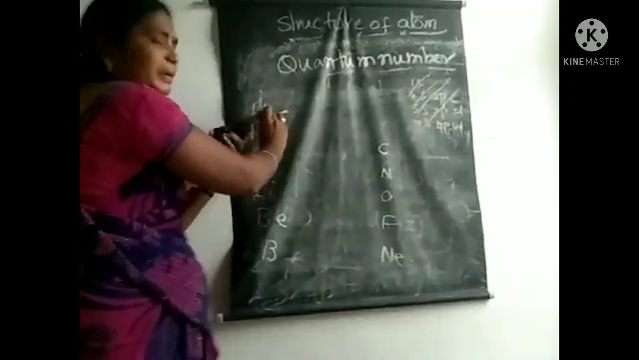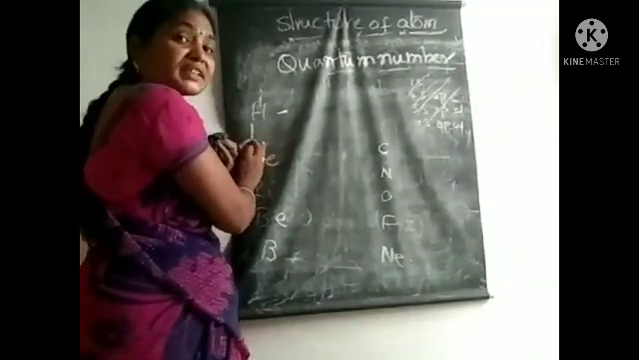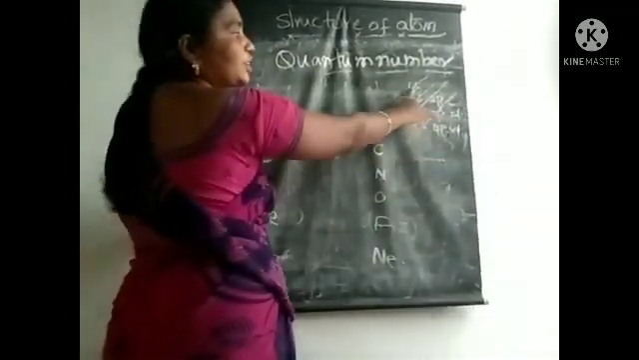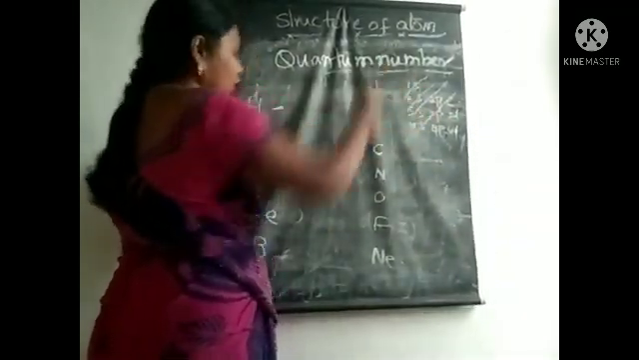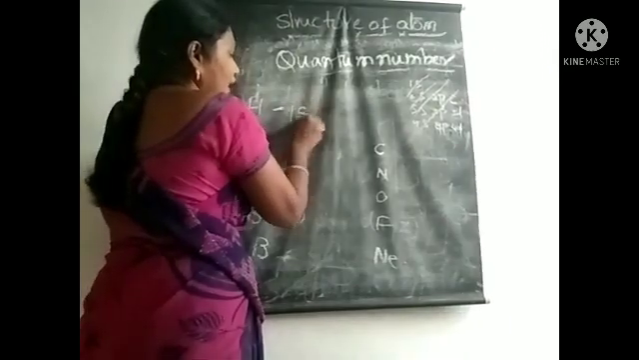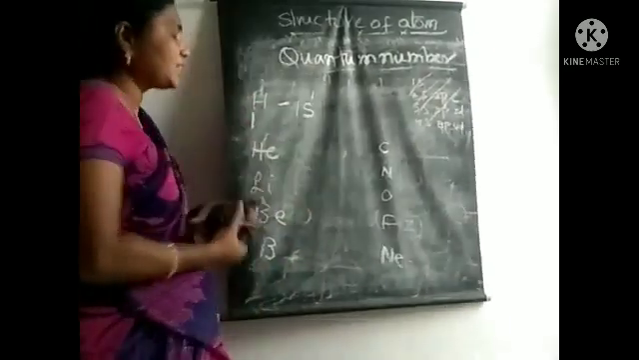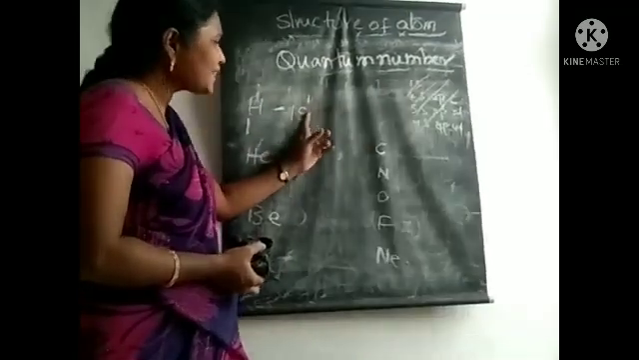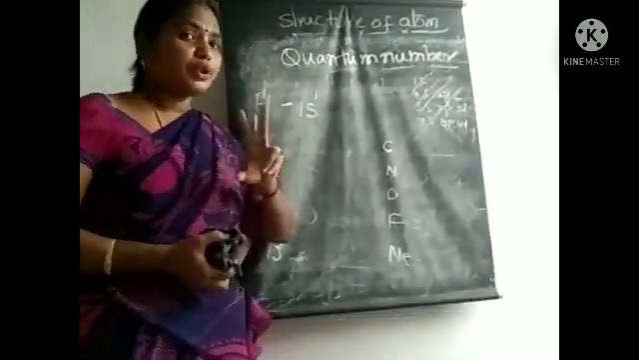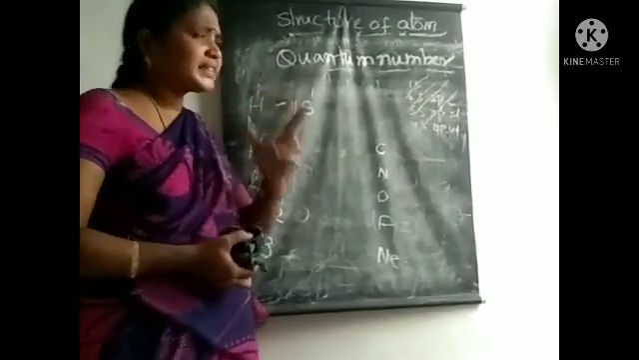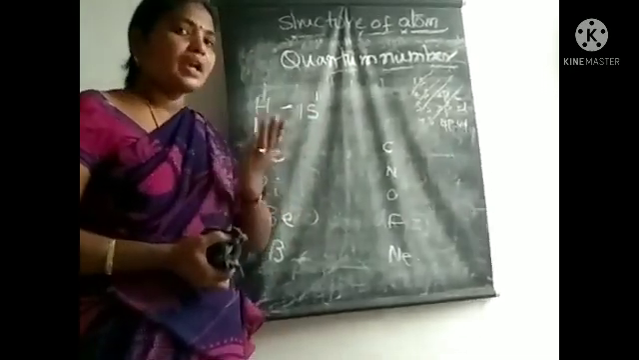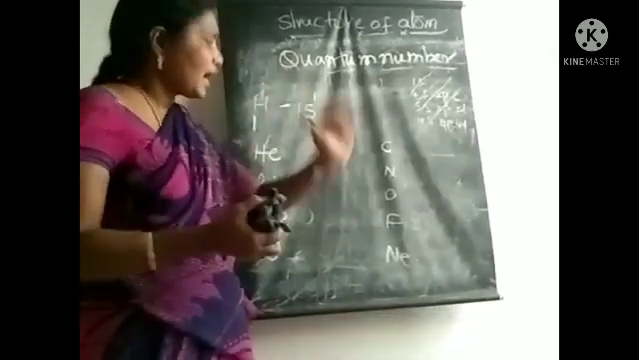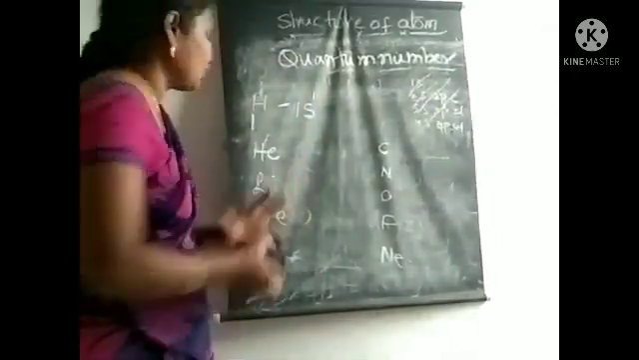Okay, first element is hydrogen. Hydrogen consists of only one electron. The first electron enters into the 1s orbital, that's why I will write 1s1. Here, the s orbital is able to contain 2 electrons, p is 6, d is 10, f is 14. You can remember this in your mind and write the electronic configuration.